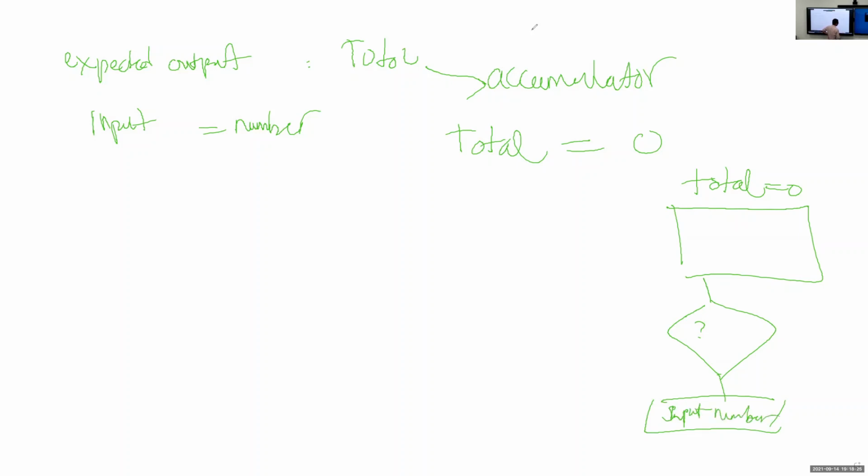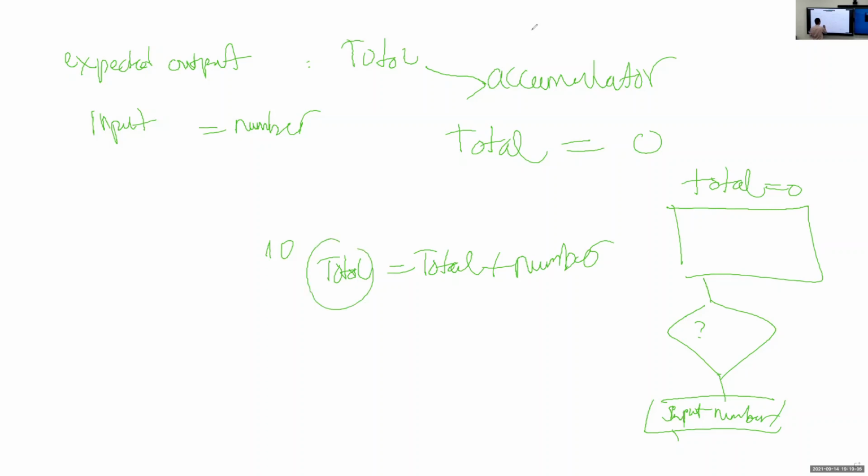Input number, right? So think about this one. If he enters the number 10 here, what's the total now? What do you think? 10. Yes, you only have one number. So how can you figure out 10? You have to put here total equal to total plus number.